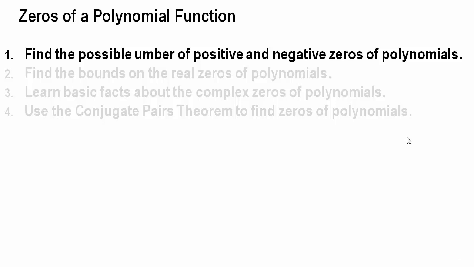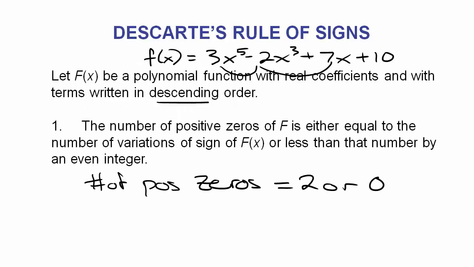Welcome to our discussion on finding zeros of polynomial functions. All right, let's first take a look at Descartes' rule, which comes in two parts.